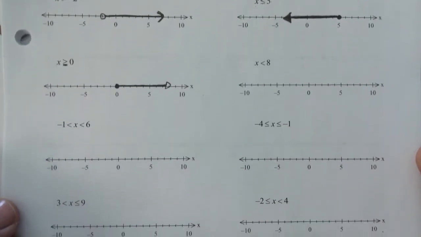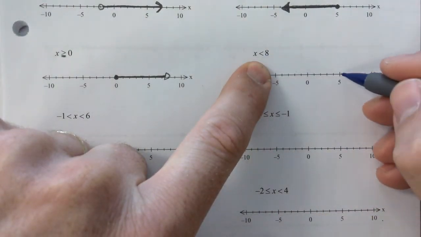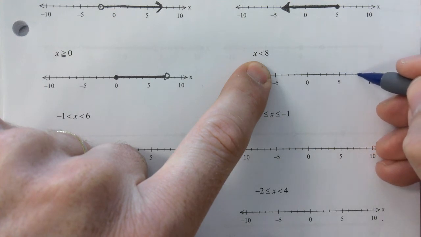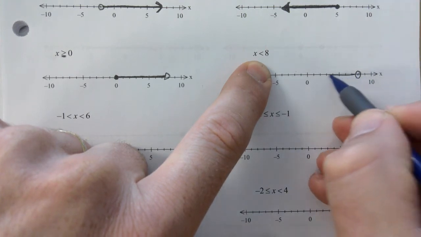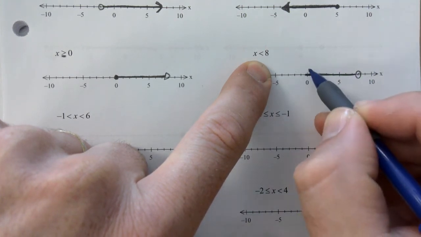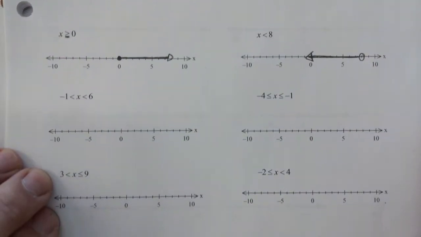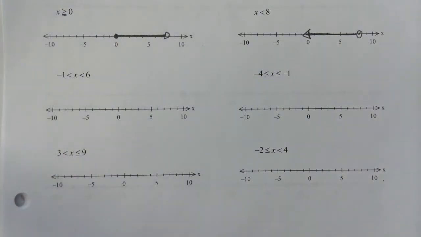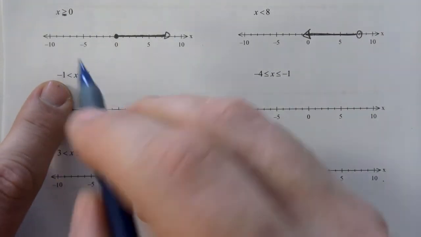Okay, let's keep going. x is less than 8. You find 8, so this is 5, 6, 7, 8. It's open. You have to make sure you make that obvious. And it's less than, so it'd be going this way. What about here? Contained. This is contained.